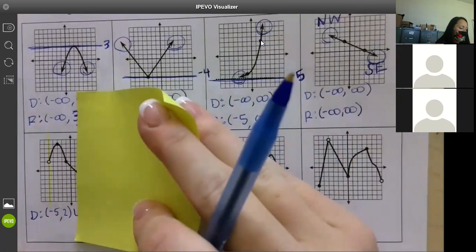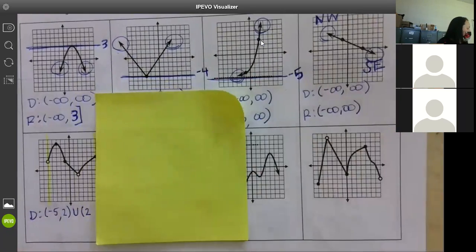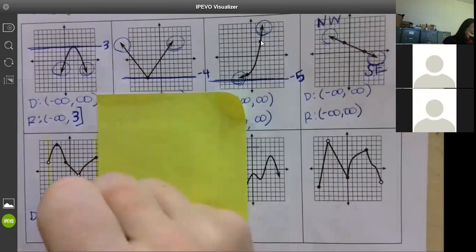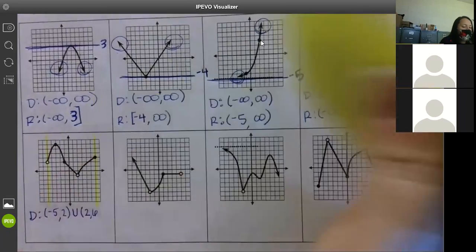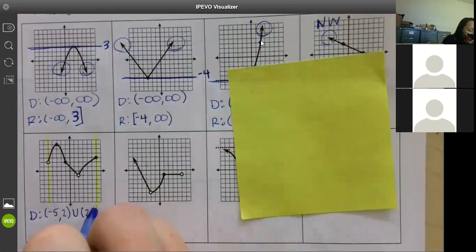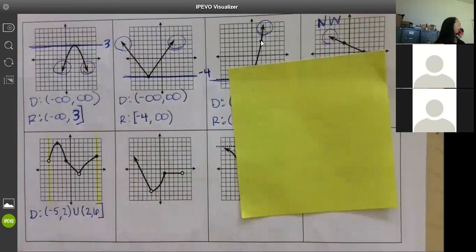We don't have any crazy points until we get to our stopping point. And where is our stopping point at? 6. Is that going to be included or not? So bracket or parenthesis? Bracket. Why is it a bracket? Closed point. That's it. Okay.